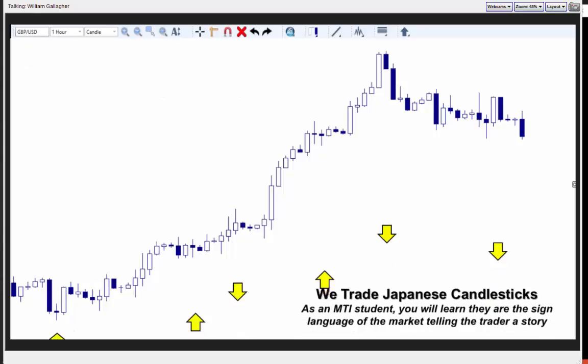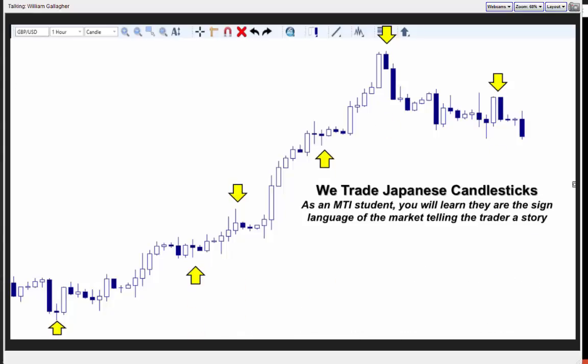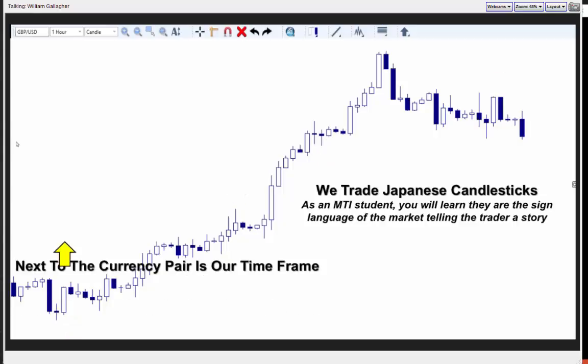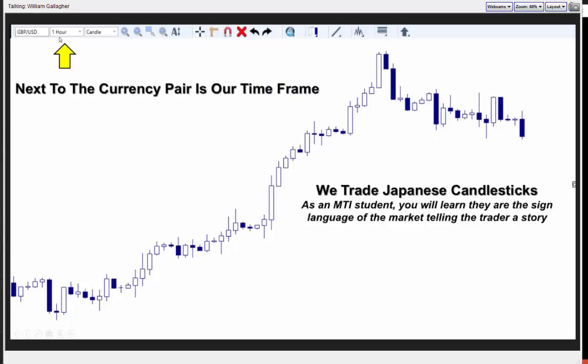Now, as I mentioned, we teach our students how to trade utilizing what are called Japanese candlesticks. These Japanese candlesticks are a visual representation of what the market has done in whatever time frame you select on your charts here. So if we go back up to the upper left-hand corner of my screen once again, you can see that this is a 1 hour chart. So each one of these candlesticks represents what the market has done in 1 hour of time.